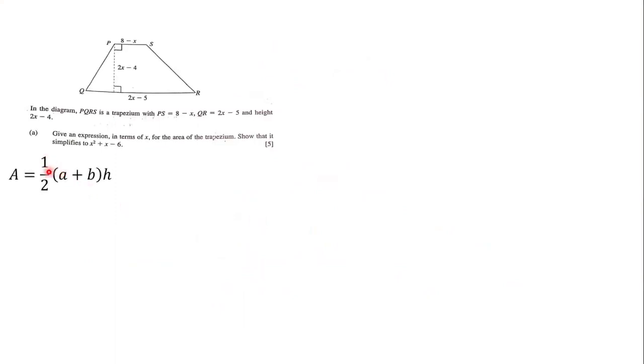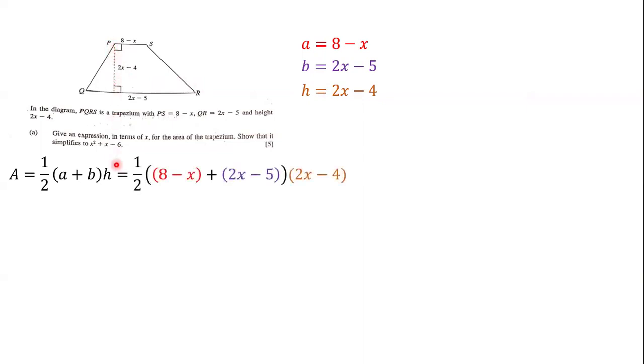Remember, the area of the trapezium is a half (A plus B) multiplied by H. Here, A is equal to 8 minus X. B is equal to 2X minus 5 because it's at the bottom. And H is equal to 2X minus 4 because H is the height. So we're going to substitute: A is 8 minus X, B is 2X minus 5, and H is 2X minus 4.